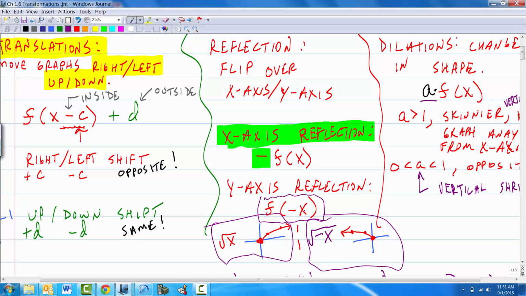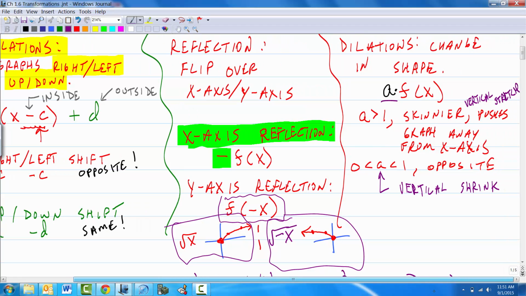And I can explain that because the domain has changed. You can't plug in 1 for this anymore because then that would be the square root of negative 1. What you can plug in, though, is negative 1, because that's the square root of 1. Square root of 1 is 1. So negative 1, comma 1 is now a new coordinate. So be aware of that.